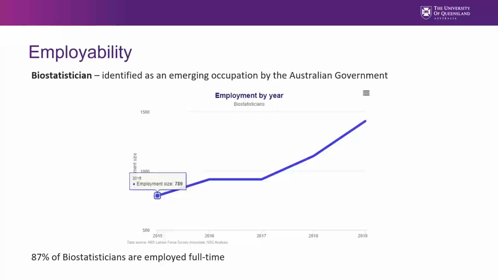Okay, so a little bit about the career as a biostatistician. Biostatistician has been identified as an emerging occupation by the Australian government. And you can see here that the number of biostatisticians in Australia has risen sharply over the last period of time. And 80% of biostatisticians are employed full-time.